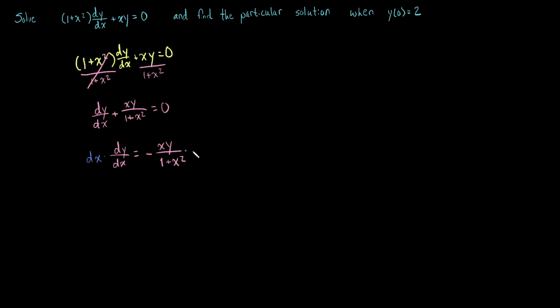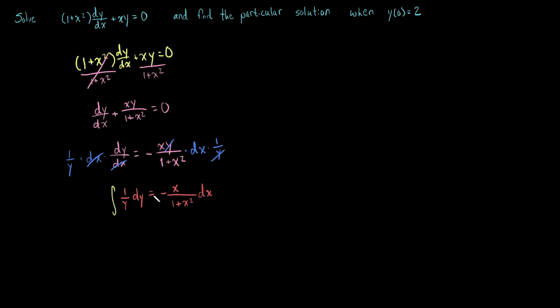From here, I'm going to multiply both sides by dx. And also, just to make sure this video isn't too long, we're also going to multiply by the reciprocal of y, 1 over y, on both sides. Now, what does this do? Well, on the left-hand side, it simplifies our dx. And on the right-hand side, it simplifies our y. So from there, we're left with 1 over y dy is equal to negative x over 1 plus x squared dx.